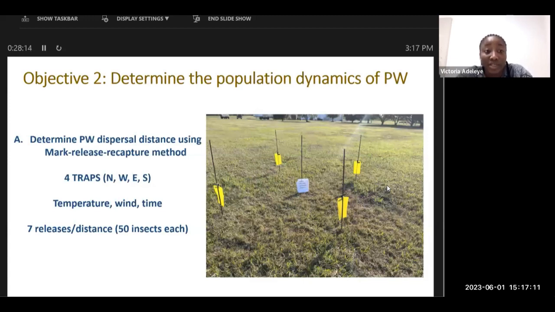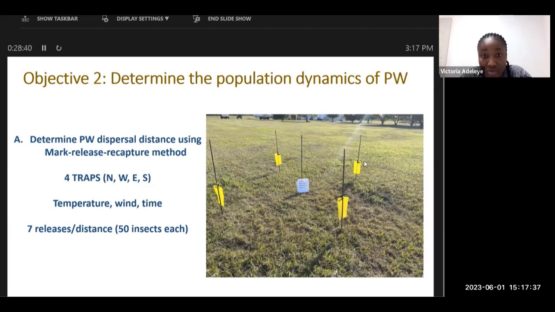So moving on to my second objective, which was to determine the population dynamics of pepper weevil under field conditions. The first sub-objective under objective 2 was to determine pepper weevil dispersal distance using the mark-release-recapture method. This study was mainly to evaluate how far pepper weevil can perceive its commercially made aggregation pheromone, which we can see on this trap.